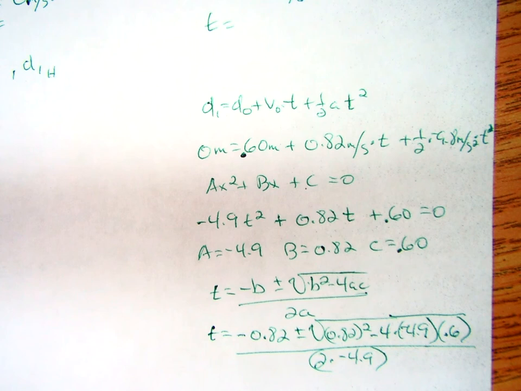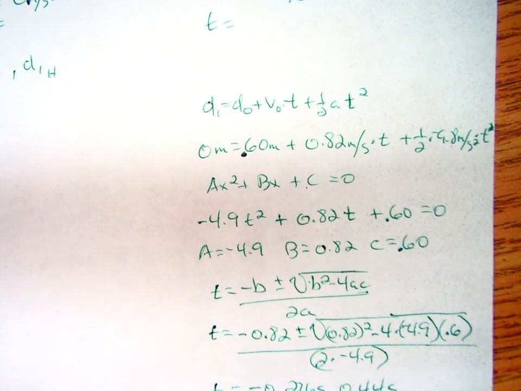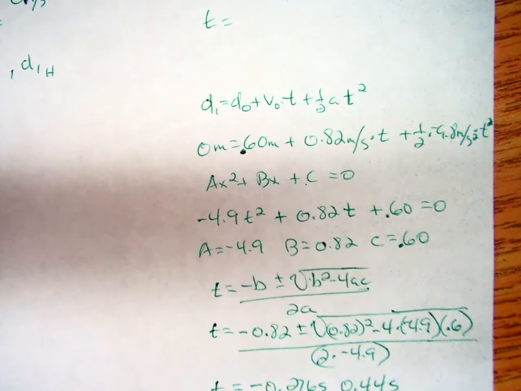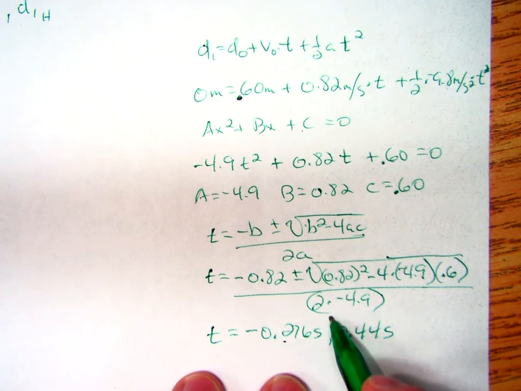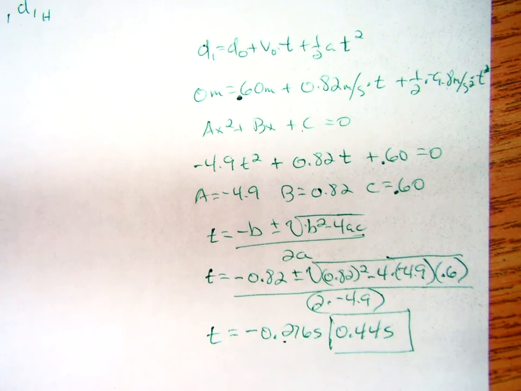All right, so if I plug this into my calculator, I get T is equal to minus 0.276 seconds and 0.44 seconds. Okay, now, can we have negative time? No, time's never negative, so this is nonsense. This is our answer.